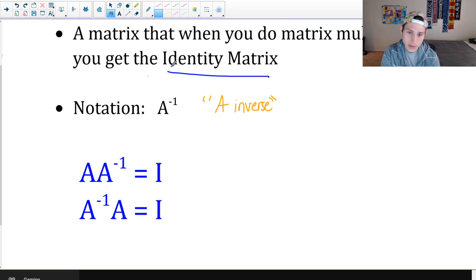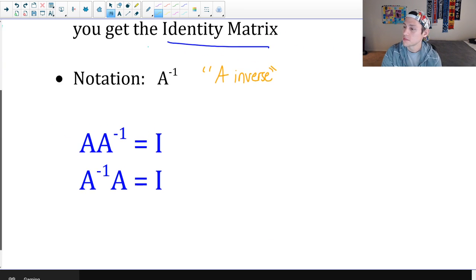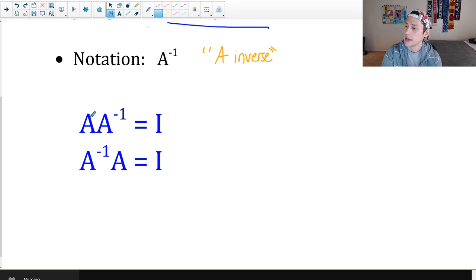Right, so matrix multiplication, we know how to do matrix multiplication. If we do A times A inverse, we should just get the identity matrix. Or if we do it the other way, A inverse times A, we should still get the identity matrix. Both ways we end up with the identity matrix. Right, that's what it means to be an inverse.